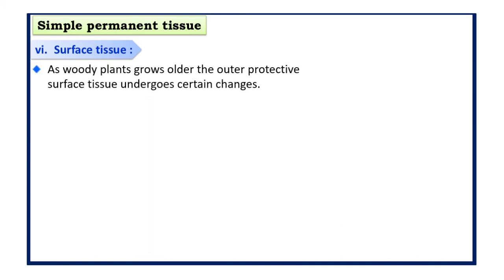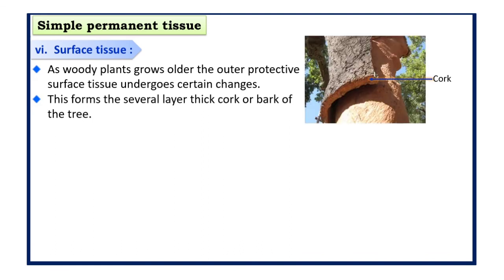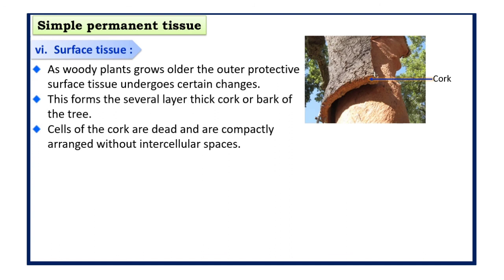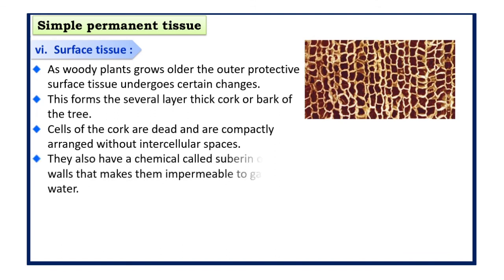Whereas we have seen that as woody plants grow older, the outer protective surface tissue can undergo certain changes. You might have seen trees which are very old. So the cork starts separating from the trees. This forms several layers of thick cork or bark, making the tree very thick and rigid. The cells of this cork are dead and very compactly arranged without any intercellular spaces between them. That is, there is no space between these cells.